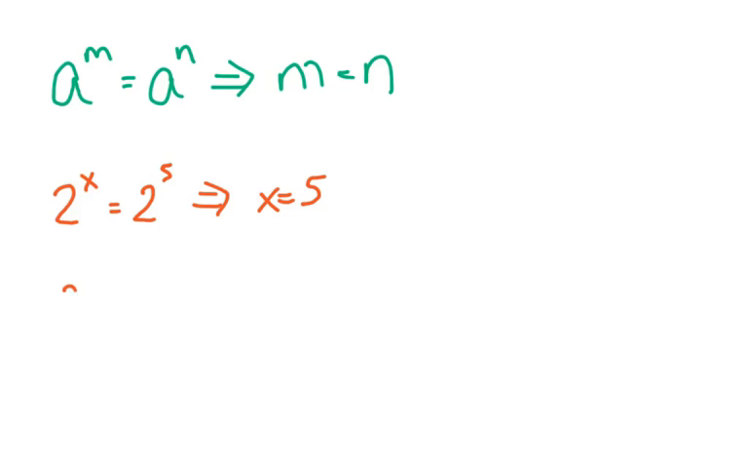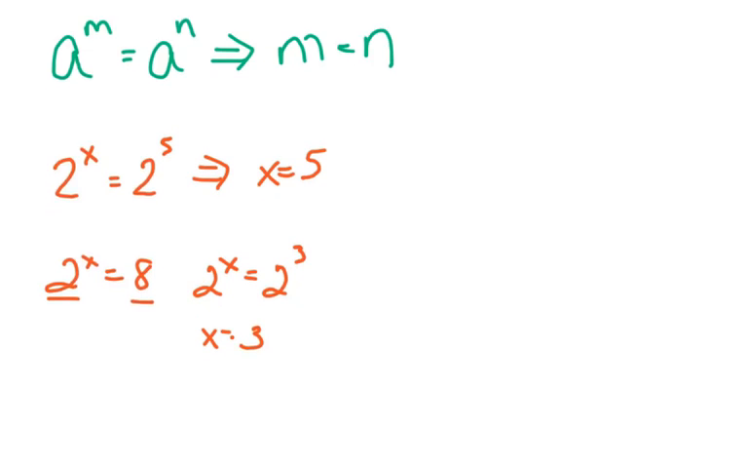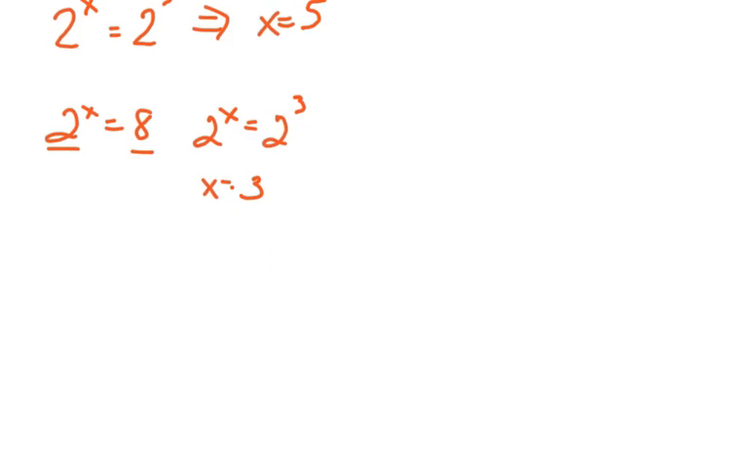Pretty easy. 2 to the x equals 8. We have to make the bases match. That means 2 to the x equals 2 cubed, which means x equals 3. One more example.